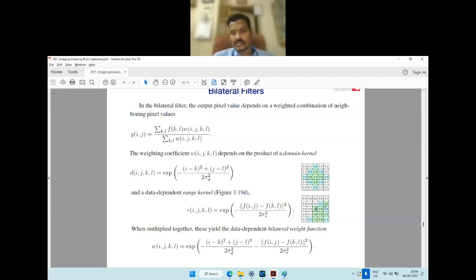So there are 2 kernels designed. One is the domain kernel and another one is the range kernel. When multiplied together, you will get a data dependent bilateral weight function. This is one weight function, this is another weight function. If we multiply these 2 weight functions, then we will get a data dependent bilateral weight function, that is wijkl, and that is given here. It combines the effect of both domain as well as data.